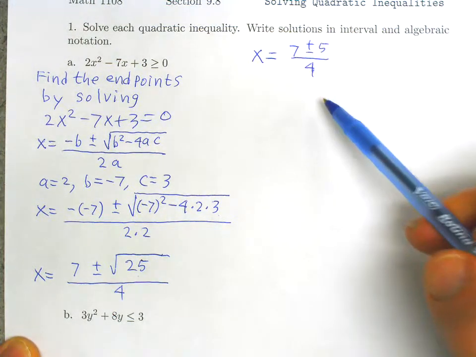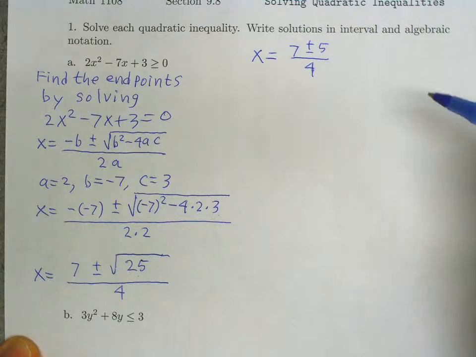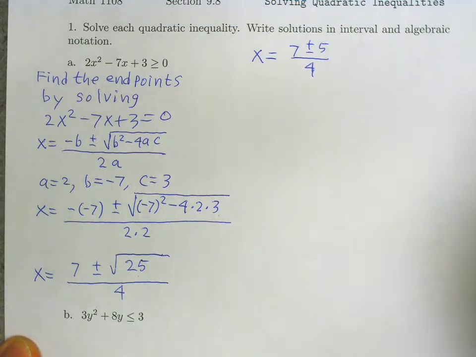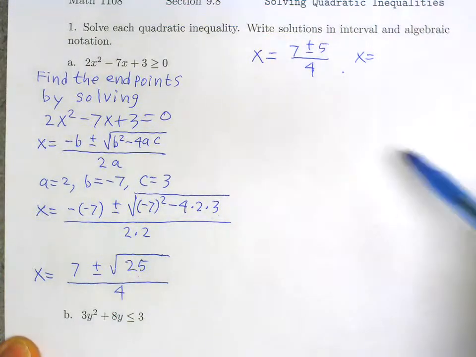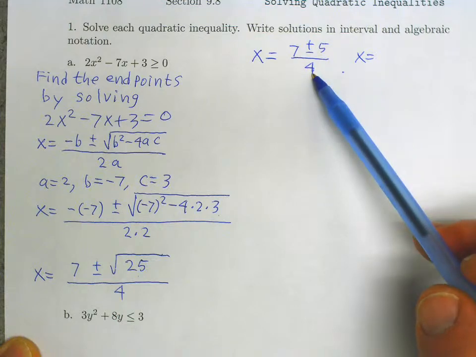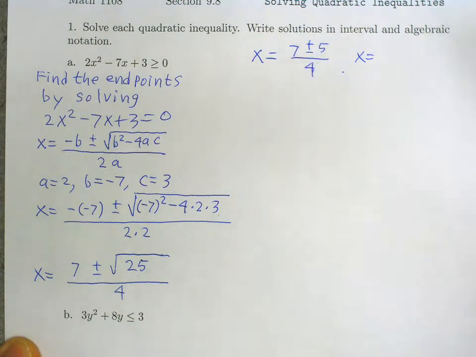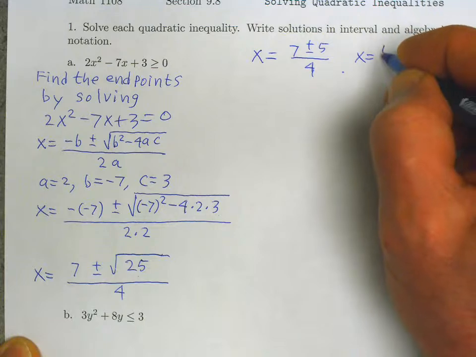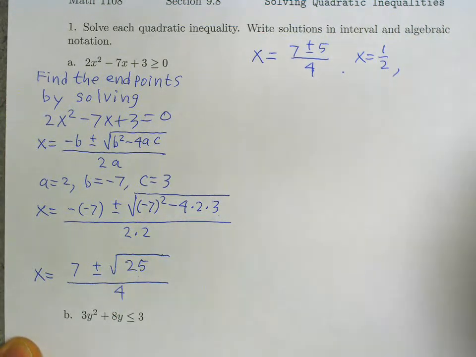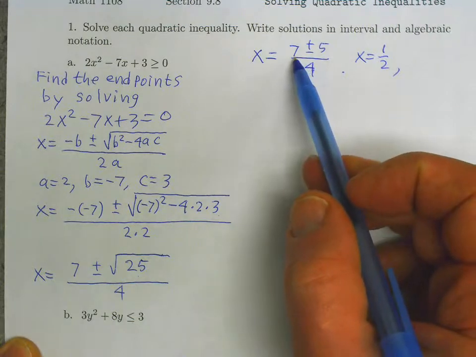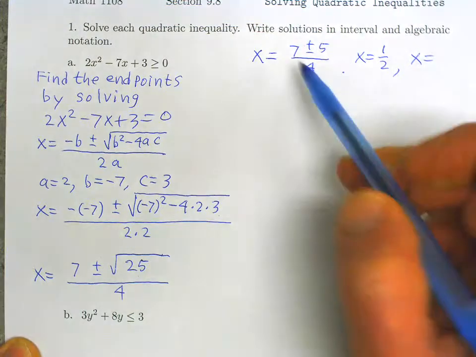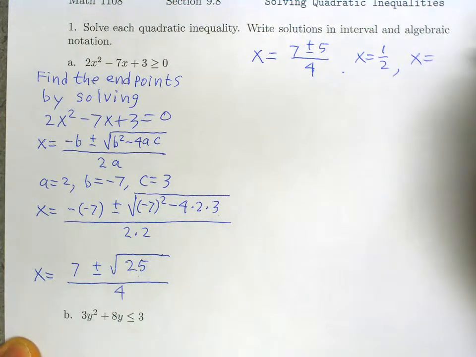We want to know the individual solutions because those two different solutions are the endpoints of the real numbers. So one solution is 7 minus 5 divided by 4. 7 minus 5 is 2. 2 divided by 4 is 1/2. So 1/2 is one of the endpoints. The other endpoint is 7 plus 5 divided by 4. 7 plus 5 is 12. 12 divided by 4 is 3.